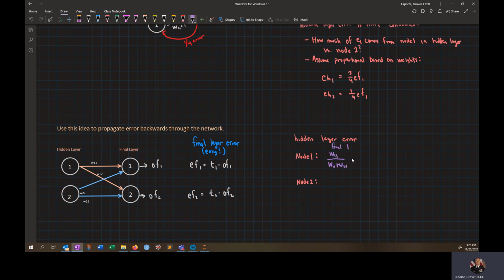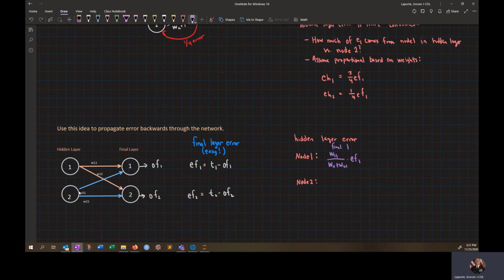So that's the proportion, and then I multiply by the amount of error that's in the EF1, right? So if I multiply this proportion by the error, then we get that. And so that's what's coming from. So for this final layer node, some of that error is getting proportioned back to node 1 right now, right? So that's this first piece.